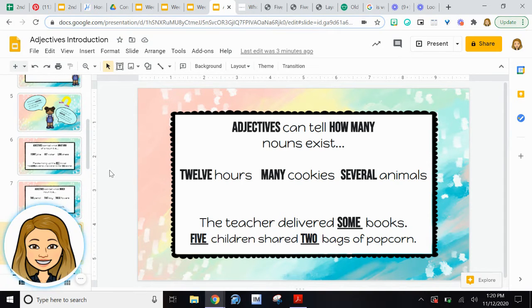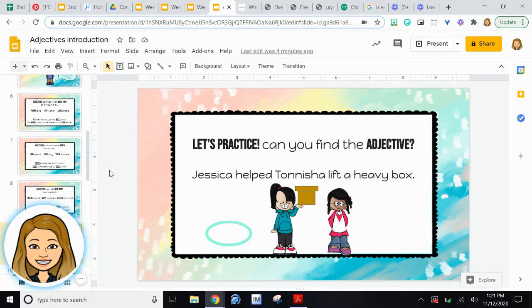Adjectives can also tell how many nouns exist, like the word 12 hours, or many cookies, or several animals. Here's some example sentences. The teacher delivered some books. Some is the adjective because it's describing how many books were delivered. 5 children shared 2 bags of popcorn. 5 and 2 are the adjectives because it's describing how many children there are, and we know children is a noun, and 2 because it's describing the bags of popcorn. Now we know how many there are.